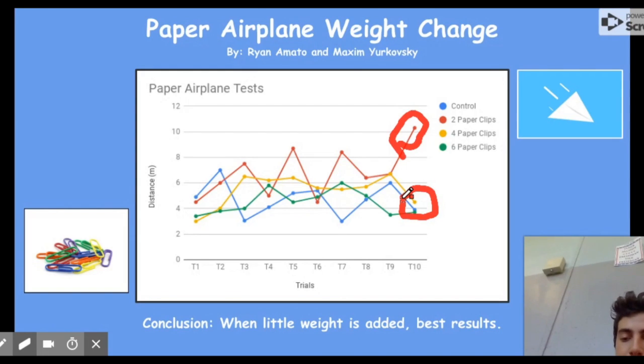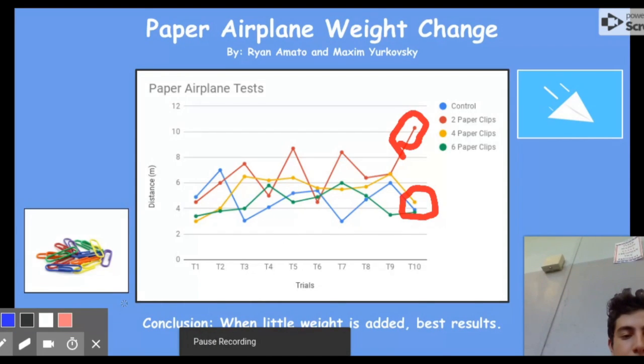In conclusion, what we have found with this experiment is that a little bit of weight goes a long way as it reaches longer distances than the control, but too much weight drastically decreases the distance the plane reaches.